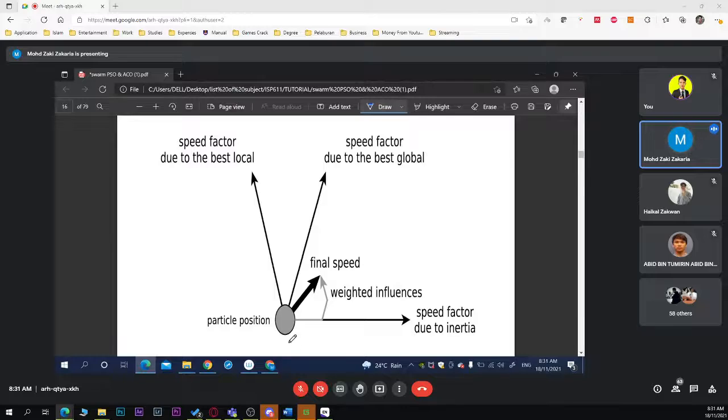So how do we represent, how do we illustrate the particle? A particle means a bird. Each bird has what we call a local best. This is for the individual, it has this local best, and a speed factor towards the global best. So among the particles, we need to determine the best particle for the global best value. And then the final speed, weight influence and speed factor. We will discuss every single criterion and variable after this.